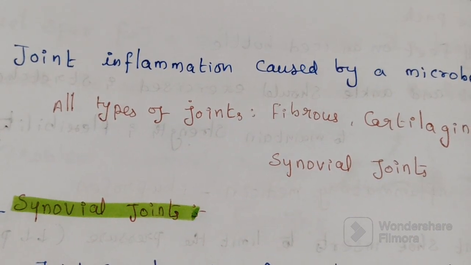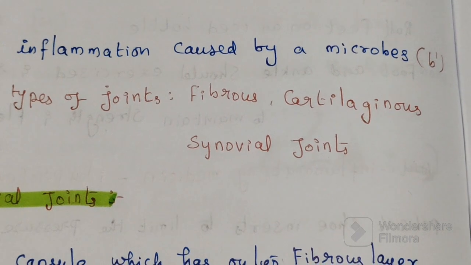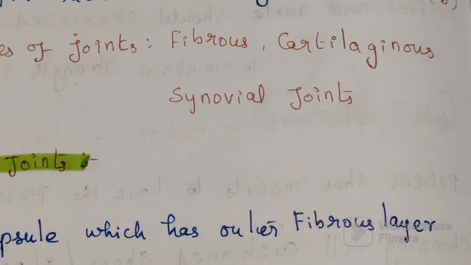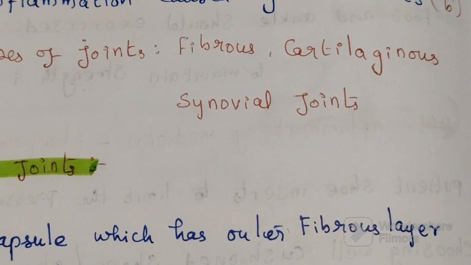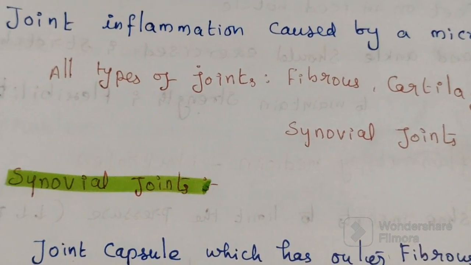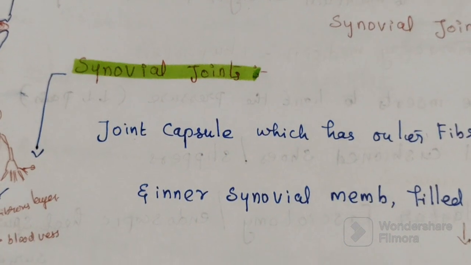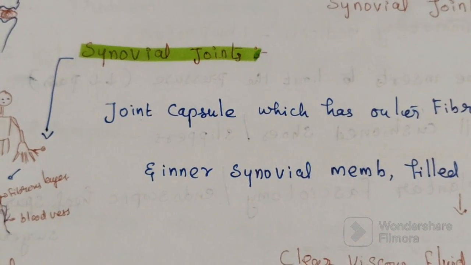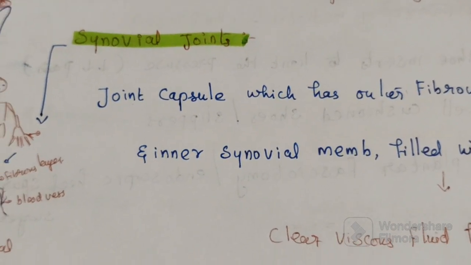It can affect all types of joints: fibrous, cartilaginous and synovial joints. So it can affect all types of joints. So let's discuss the synovial type as an example.